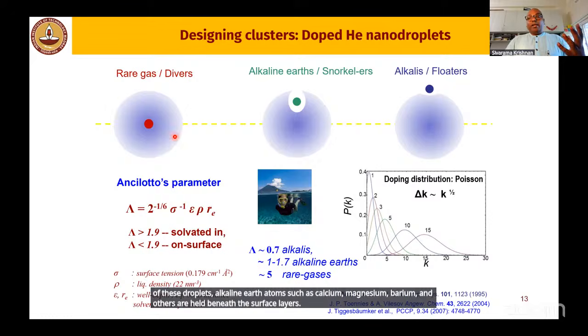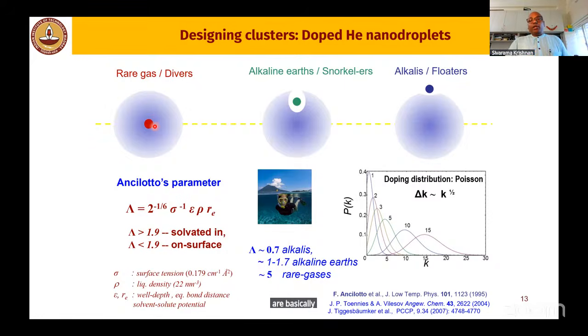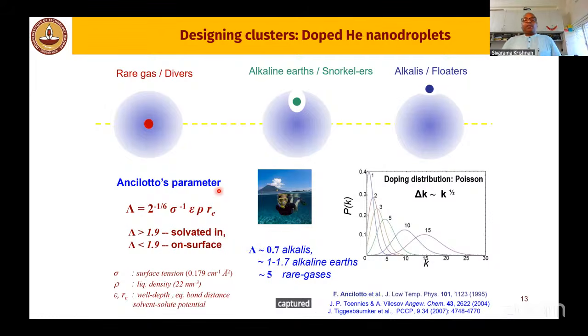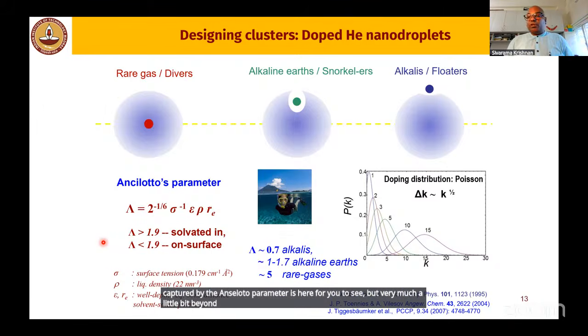So I call rare gas atoms, actually also rare gases and molecules, basically divers. They've gone into the ocean or into the liquid, whereas alkali atoms are floaters. They kind of swim on the surface, whereas alkaline earths are like snorkelers. A more rigorous analysis captured by the Ancilotto parameter is here for you to see, but it is very much a little bit beyond the scope of this talk in terms of time.